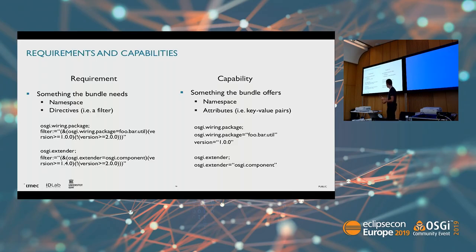And similarly, you can also specify, I need a certain extender. So for example, I need the osgi.component extender. Or you can have Felix SCR that says, I am the extender, so if you want an extender, pick me. And this basically allows you to use the same resolver framework to also get in these kind of extender bundles.